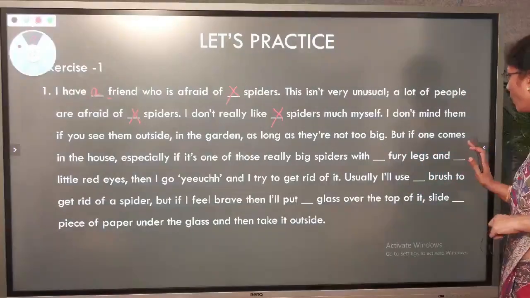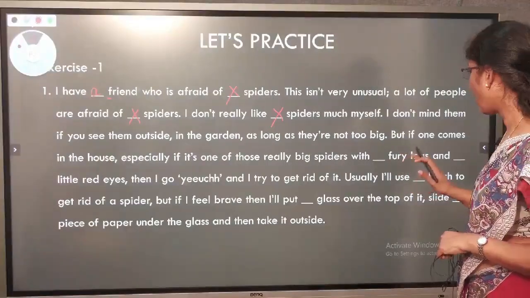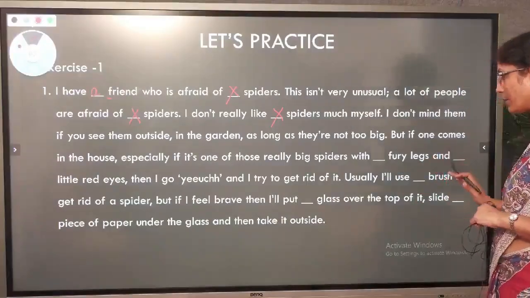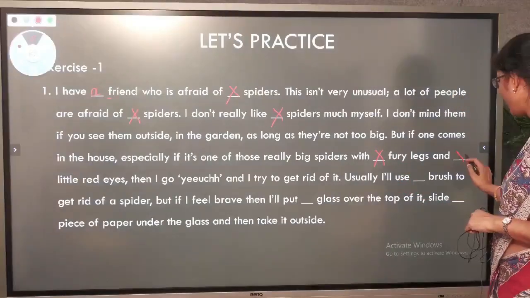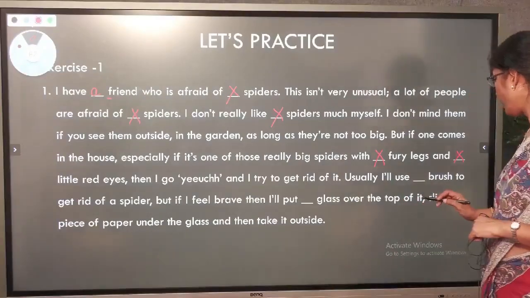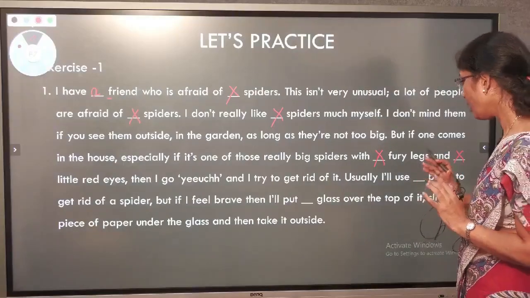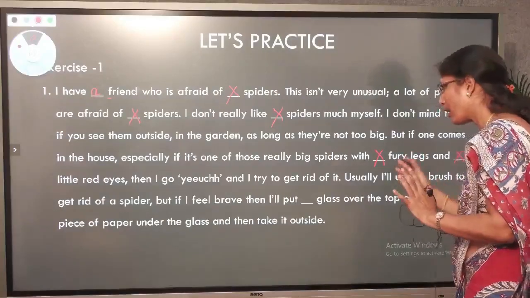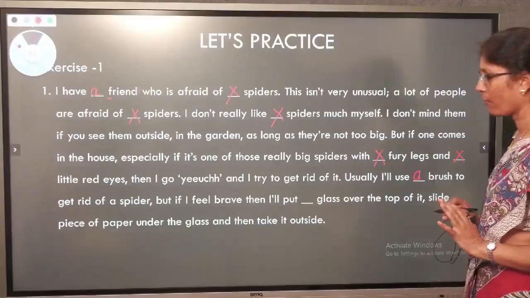I don't mind them if you see them outside in the garden, as long as they are not too big. But if one comes in the house, especially if it is one of those really big spiders with furry legs and little red eyes, then I go out and I try to get rid of it. Usually I will use a brush. Usually means he is describing his action. Here brush is a singular noun and he is talking about any brush, not a specific one. So you use a brush to get rid of a spider.